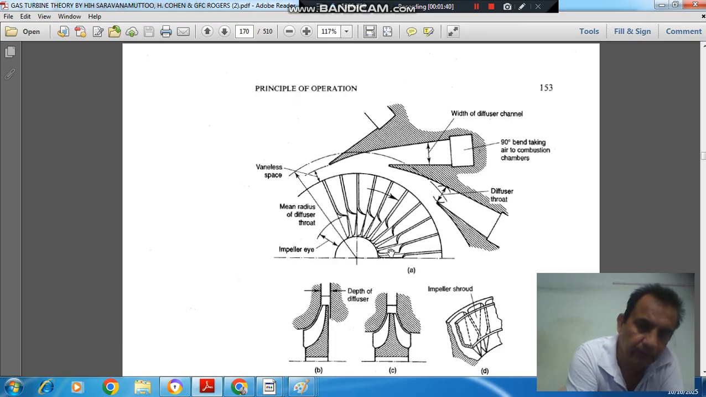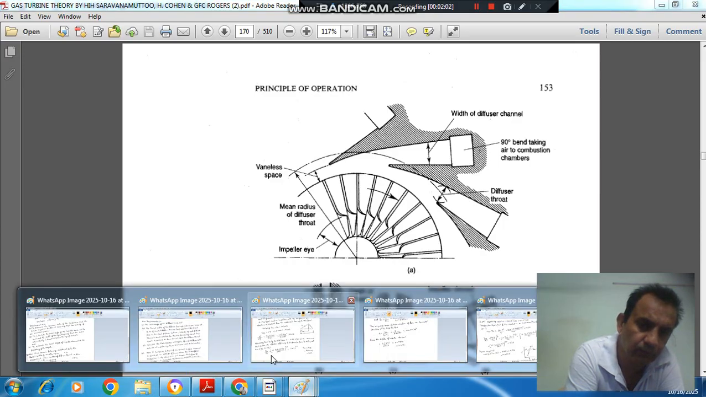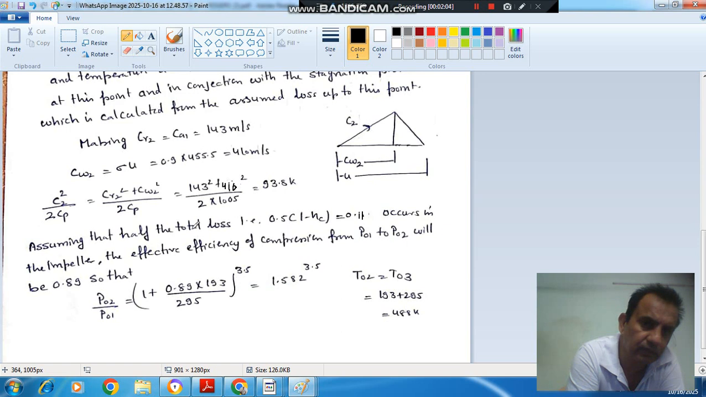At the inlet the air is entering axially, and it changes its direction to the radial direction, and it is assumed that this axial velocity and this radial velocity remain constant throughout the impeller, so as to avoid separation. So first we will assume that CR2 at the exit of the impeller is equal to CA1, that we have calculated, that is 143 meter per second.